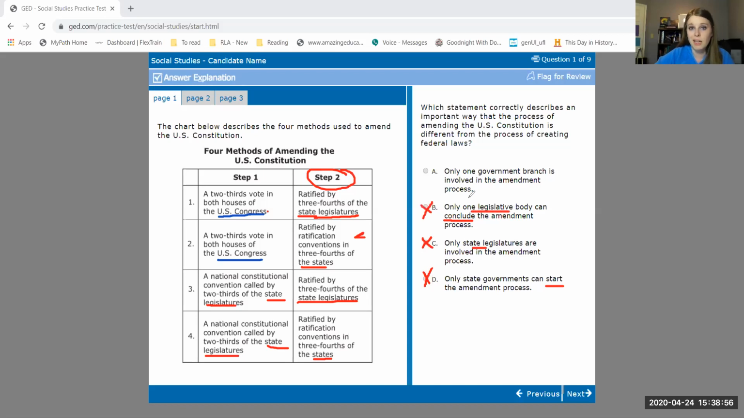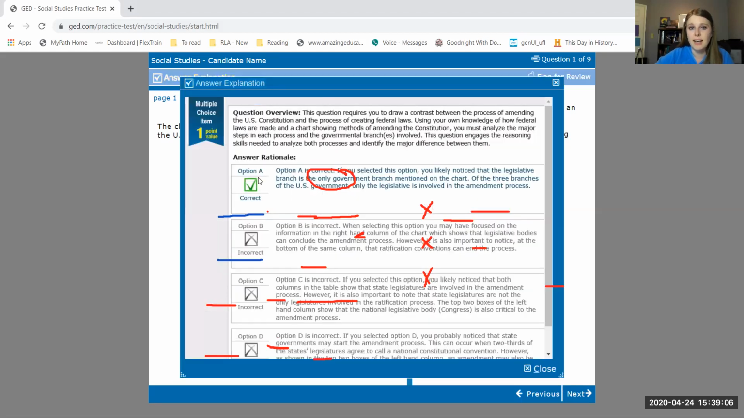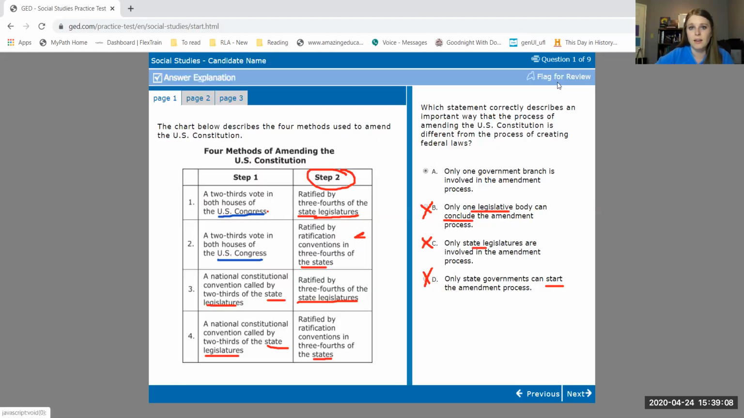So process of elimination, we know that letter A is correct. And if we go up here, we can actually look at the explanation from GED, and it does tell us that letter A is the correct option.